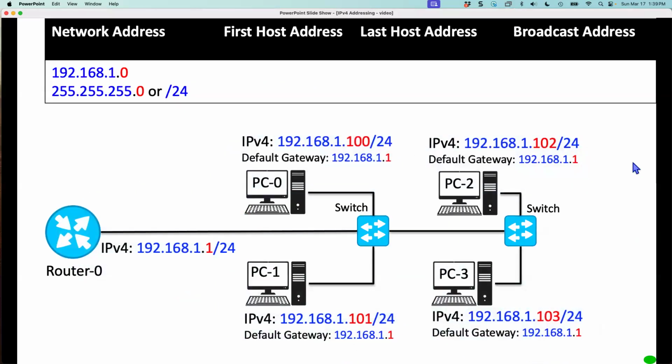Okay, so let's look at what our host addresses are. We said our network address was a 0 in the host portion. Our broadcast address is a 255. So what are our valid host addresses?